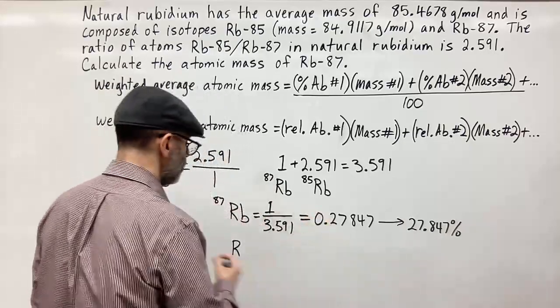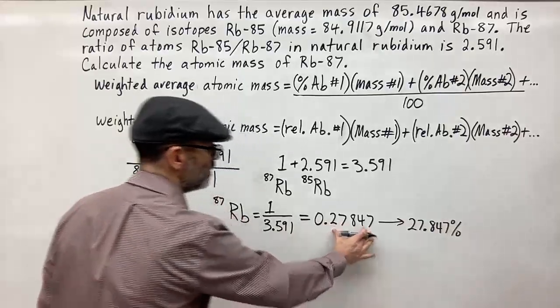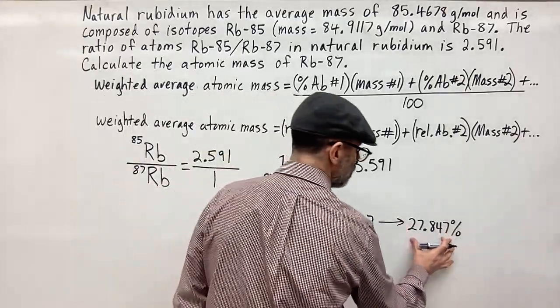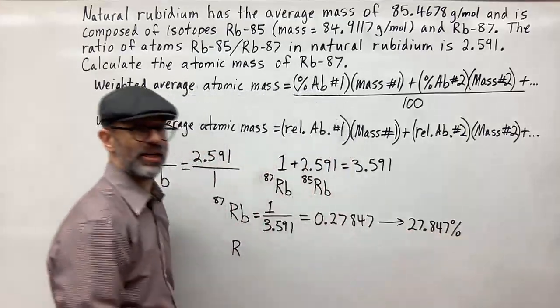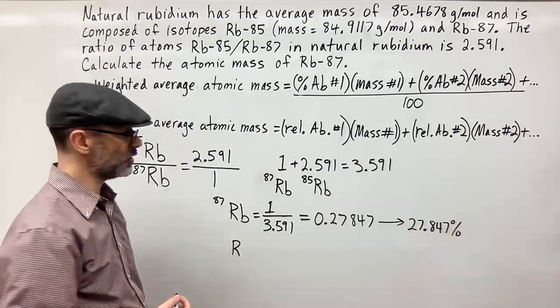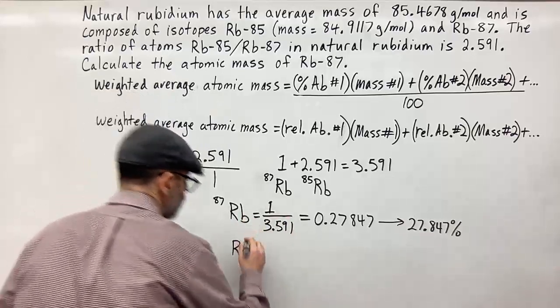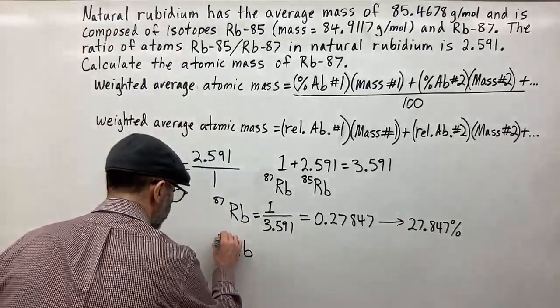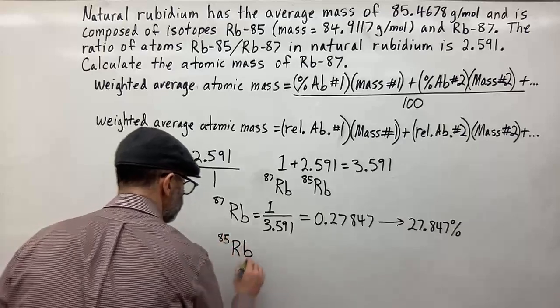So I could take this number and subtract it from 1 to get the relative abundance, or I could take this percentage, subtract it from 100, and get the percent abundance of this one. Or I could just calculate it again using this way. Whatever you want to do, you can do.